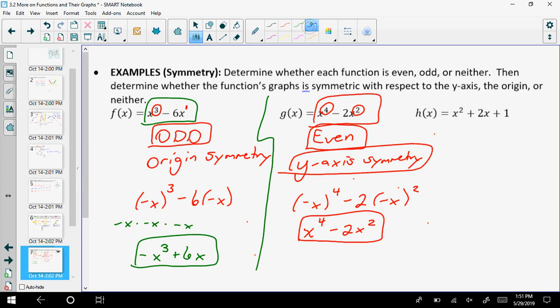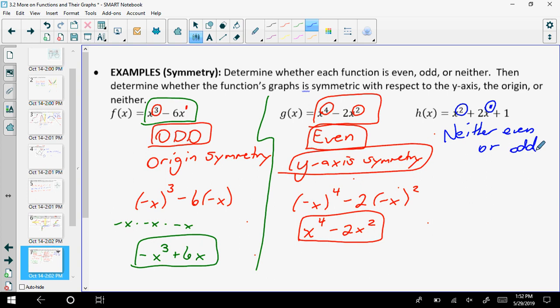Now this last guy, if I look at the exponents, I have a 2, I have a 1, and then nothing. See how there's a mixture of even and odd exponents? If that happens, it means it's neither even or odd, because I had a mixture of exponents.